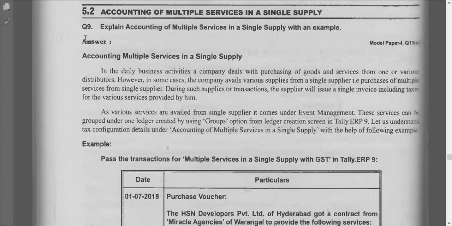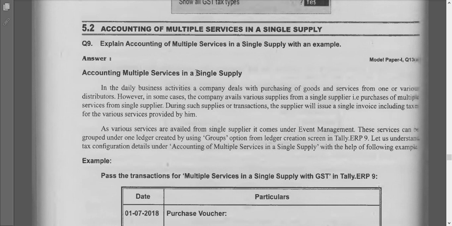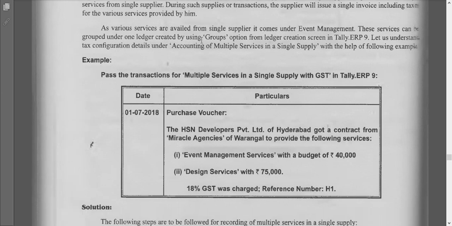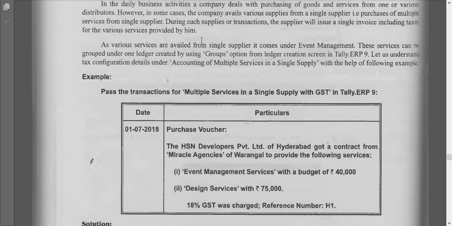Now we'll go with multiple transactions, accounting multiple services in a single supply. In daily business activities, a company deals with purchasing of goods and services from one or various distributors. However, in some cases, the company avails various supplies from a single supplier, that is, purchase of multiple services from a single supplier. During such supplies, the supplier will issue a single invoice including taxes for the various services provided by him. So for all the services, he is going to provide a single voucher, single invoice.